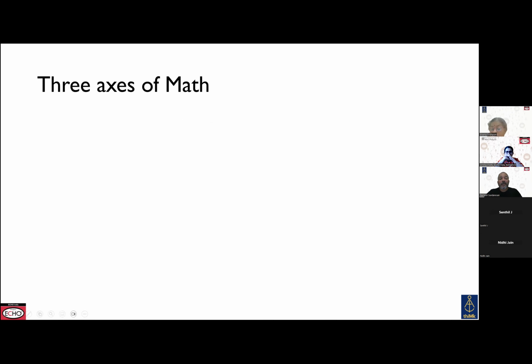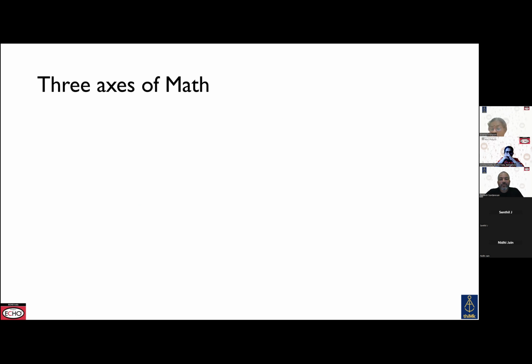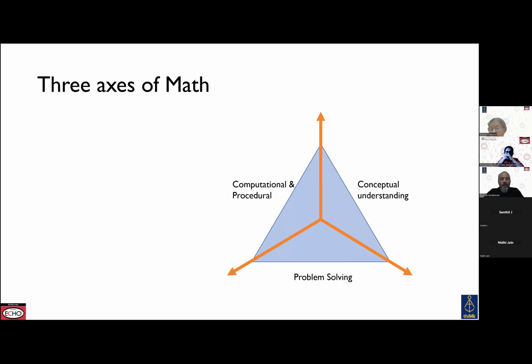Right. So the third point is, how do we train ourselves? We've seen this one picture a couple of times in the past, where there are three axes to learning mathematics. There is one which is the computational, procedural, formulaic aspect. It is like this: how much is x plus y whole squared? It's x squared plus y squared plus 2xy.